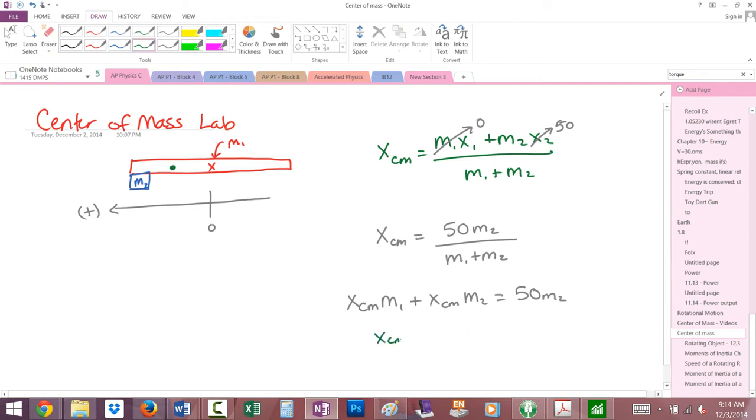So xcm m1, can I just move this one over? Does that do what you want, Gabe? Yeah. There we go. And then what do you want to do next? Factor out the M2. Factor out an m2. Then what do you want to do?